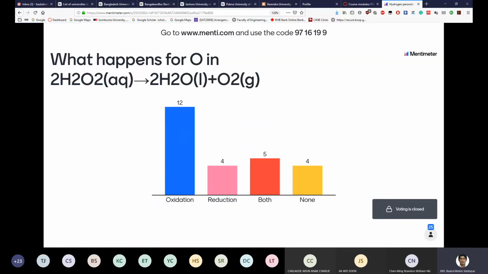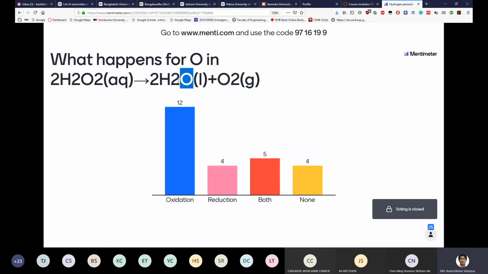Okay, so hydrogen peroxide on the left side, right here. The oxygen on the left side, I was saying, has a -1 oxidation state. It is becoming -2 oxidation state here, and here it becomes 0 oxidation state. So from -1, it becomes -2.